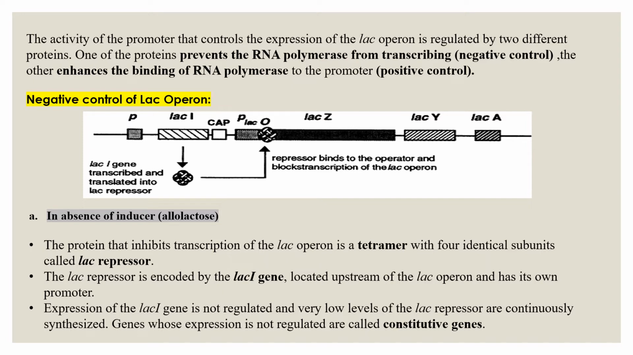The protein that inhibits the transcription of the LAC operon is a tetramer with four identical subunits, called the LAC repressor. The LAC repressor is encoded by the LAC-I gene, which is located upstream of the LAC operon and has its own promoter. Expression of the LAC-I gene is not regulated, and very low levels of the LAC repressor are continuously synthesized. Genes whose expression is not regulated and is continuous are called constitutive genes.